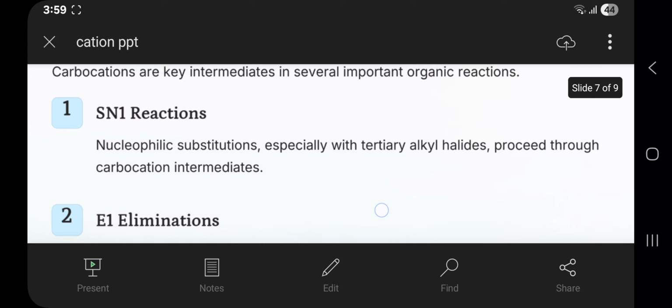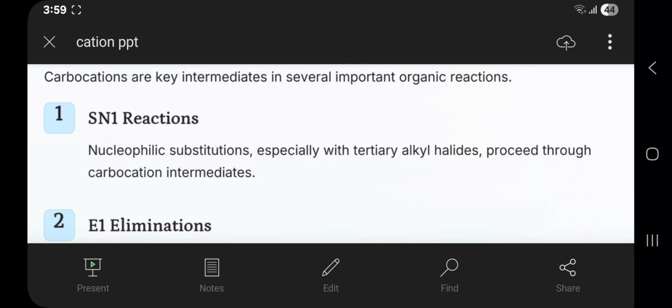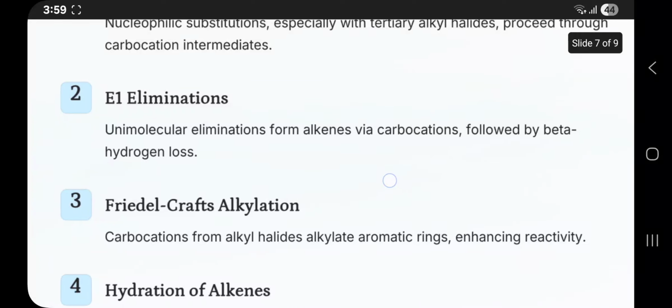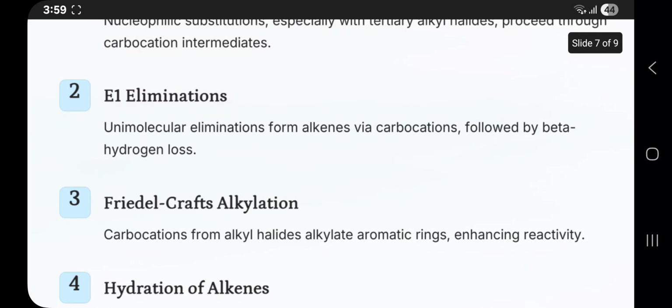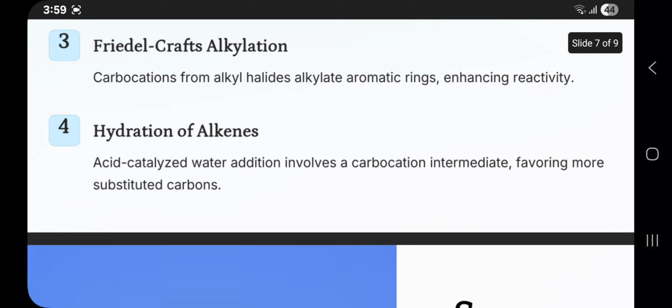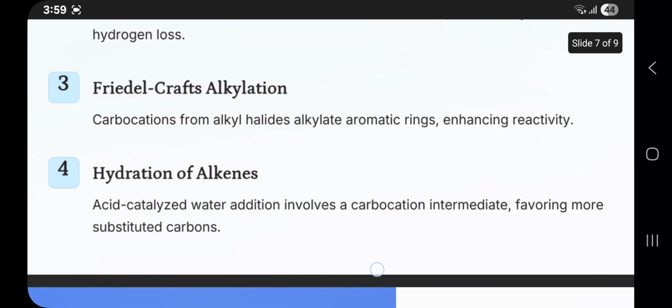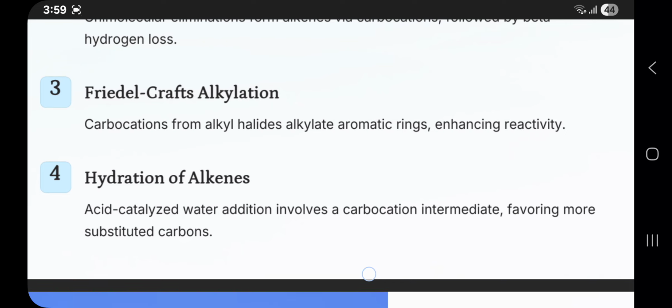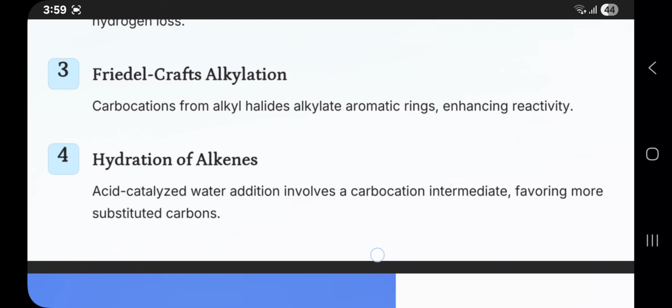So the first one is SN1 reaction, nucleophilic substitution, especially with tertiary alkyl halides, which proceeds through carbocation intermediates. E1 elimination reaction, unimolecular elimination, forms alkenes via carbocation followed by beta hydrogen loss. And the third one is Friedel-Crafts alkylation: carbocations from alkyl halides alkylate aromatic rings. The fourth one is hydration of alkenes: acid catalyzed water addition involving a carbocation intermediate, favoring the more substituted carbon.